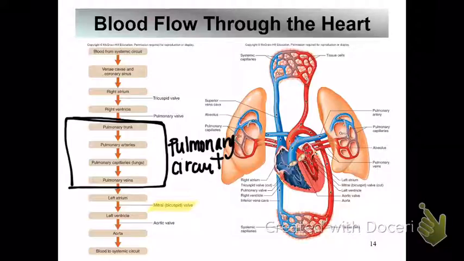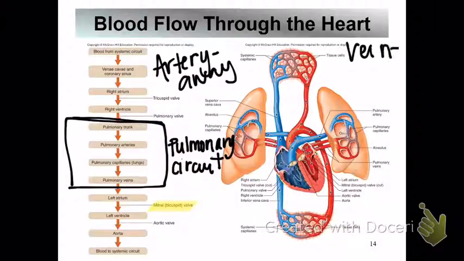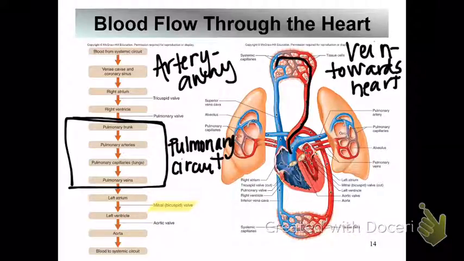Okay, and then I do want to point out something right here. Most arteries are red because an artery goes away from the heart, I'm sorry. Artery goes away from the heart. A vein goes towards the heart. Okay, so watch this. The aorta right here, aorta away, away, away, away. Then it turns into veins. Back towards the heart, back towards the heart, back towards the heart.